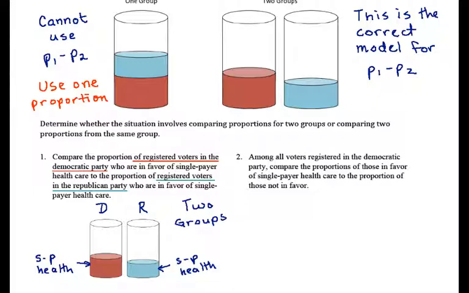Looking at this second example: among all voters registered in the Democratic Party, compare the proportions of those in favor of single-payer health care to the proportion not in favor. So all voters registered in the Democratic Party, and the two proportions I'm comparing are in favor and not in favor. Really, this is this model here, right? The bucket is Dems, and the two proportions are in favor and not in favor.